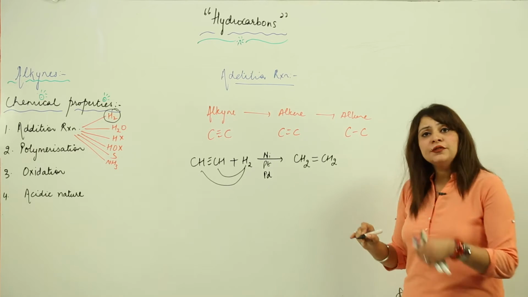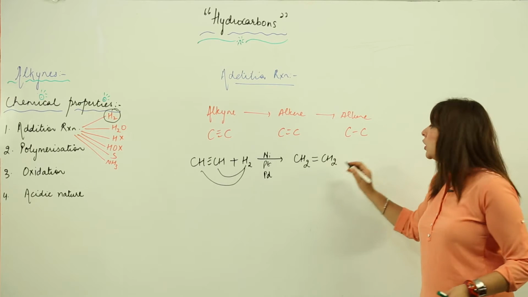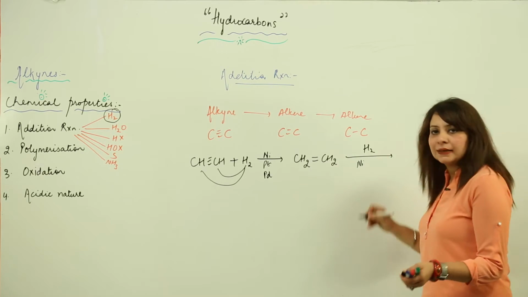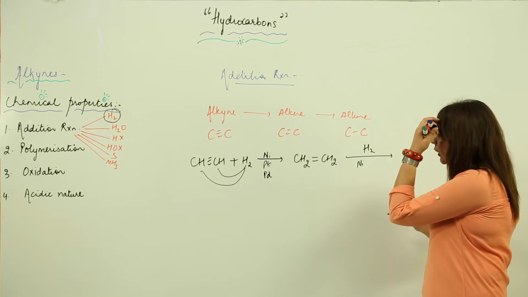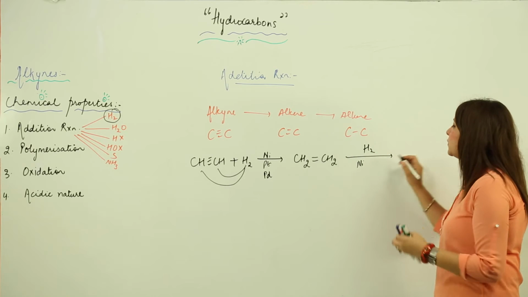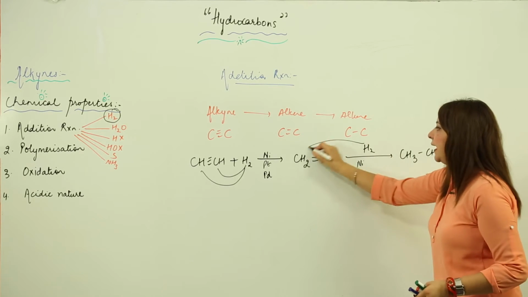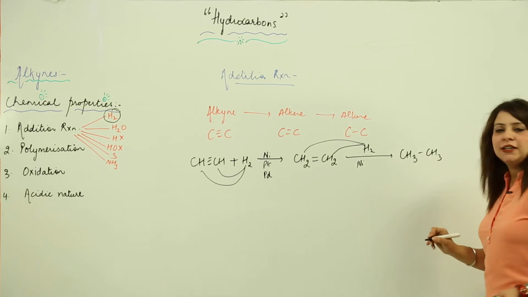But we can also further carry out the reduction because it again possesses an extra bond. So I am going to add more H2, again a catalyst, or a reducing agent, what we call it, is used, and what happens? It forms CH3 and CH3. Likewise, this H gets attached here and we get the product, that is ethane, right?